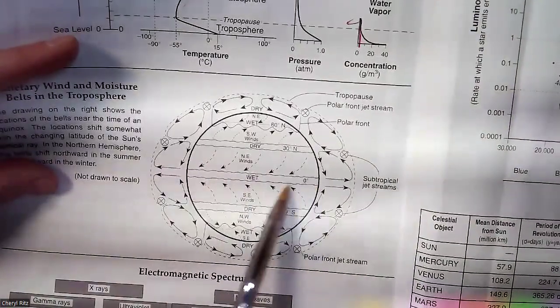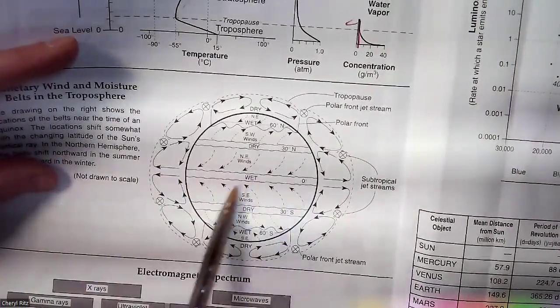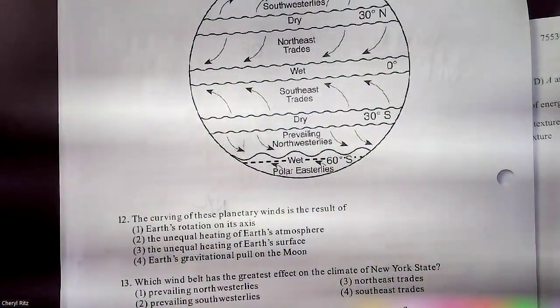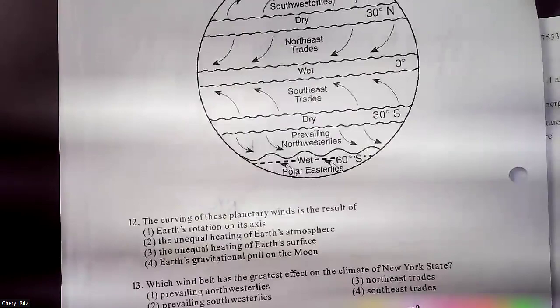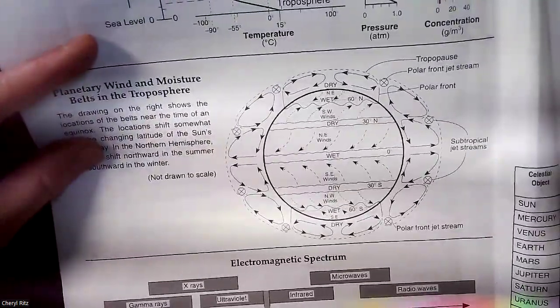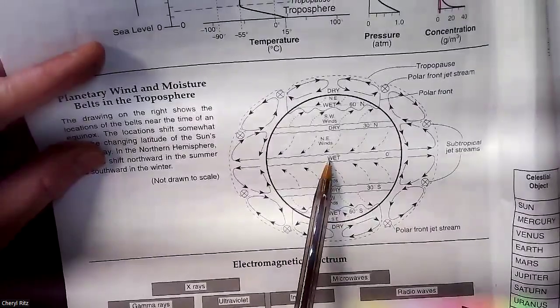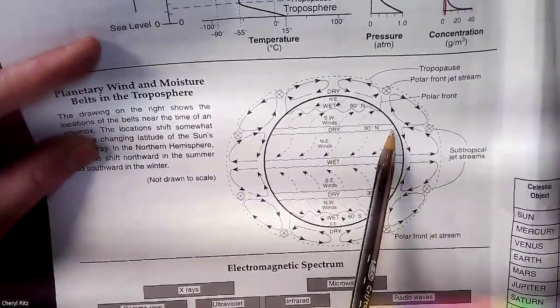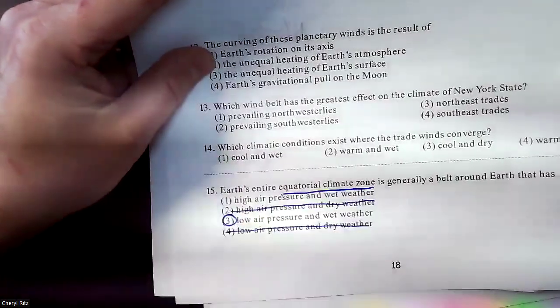So here's the equatorial climate zone. It's near the equator. First of all, it's labeled wet. So that should help you get rid of answer 2 and answer 4. So now we need to know, is it high pressure or low pressure? One way you could do this is remember high, dry, cool and clear. So this is wet, so it's not high. Or remember that winds always blow from high to low. So this is a low pressure. So it's low pressure and wet, which is answer 3.